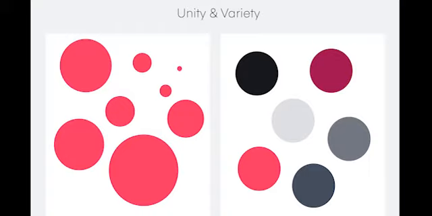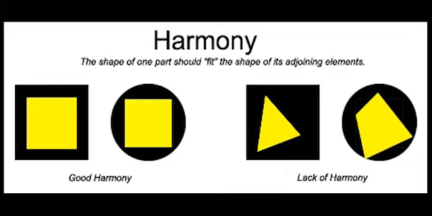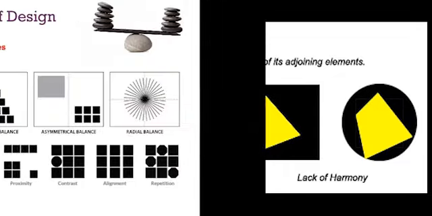There can be a variety of elements used. Repetitive use of an element can create rhythm. They can be used in a harmonious way or balanced.